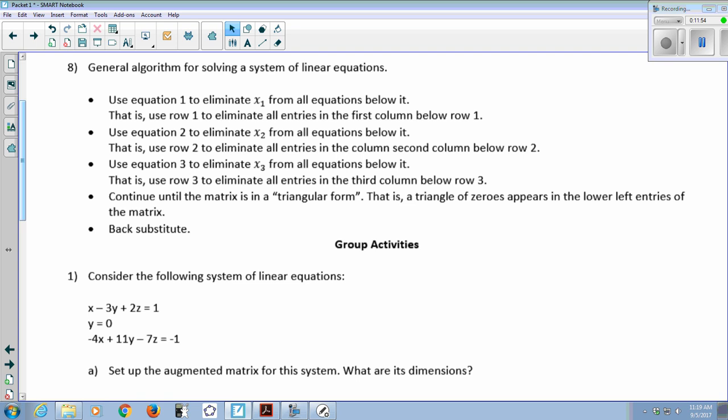So you would use equation 1 to eliminate x1 from all equations below it. So that's what we did. We used equation 1 to eliminate the x. And that is use row 1 to eliminate all entries in the first column below row 1. Then you use row 2 to eliminate all entries in the second column below row 2. And you just keep doing that, working left to right.